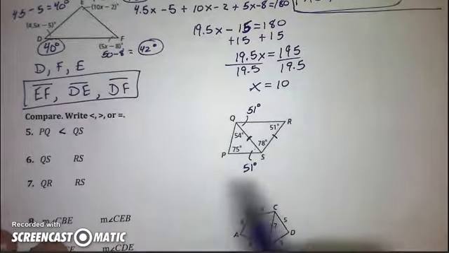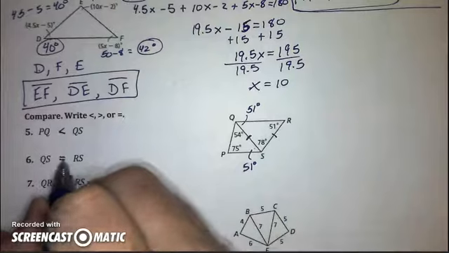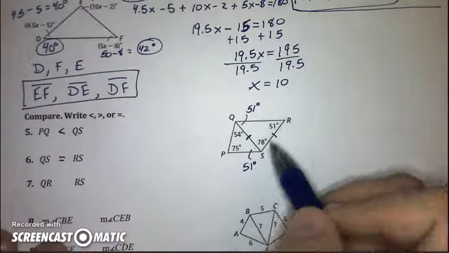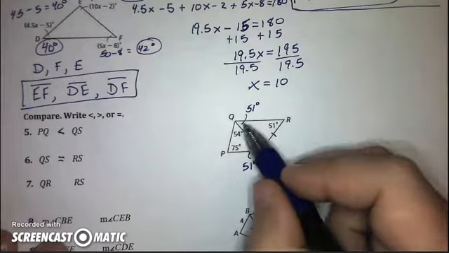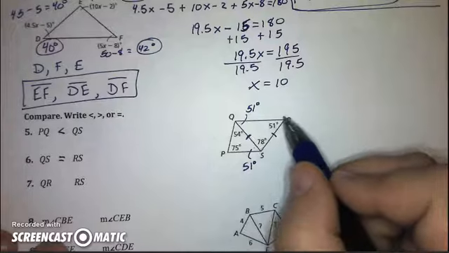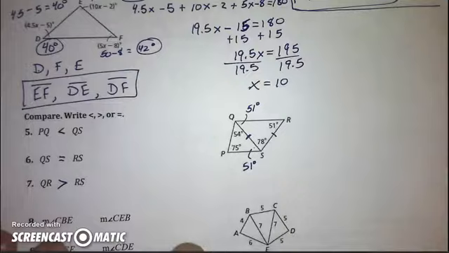Then looking at QS and RS. QS and RS are the two congruent sides we marked, so we can say they are equal. And then QR and RS. RS is across from a 51 degree angle, but QR is across from a 78 degree angle. That means QR has to be longer than RS, or QR is greater than RS.